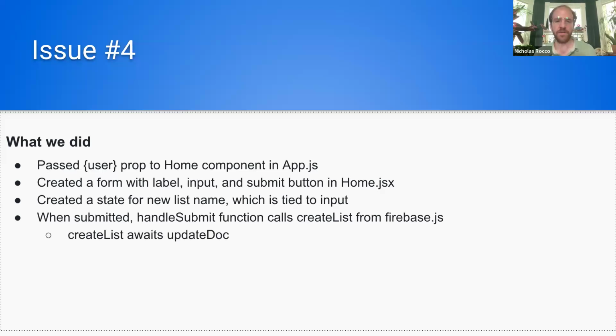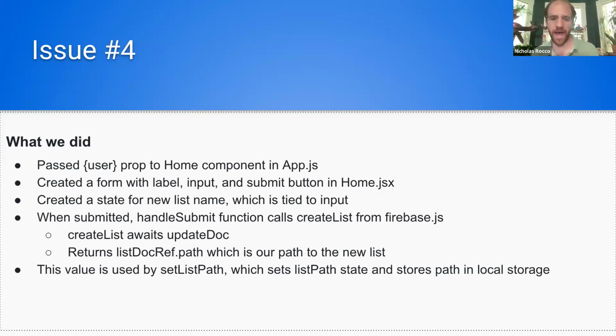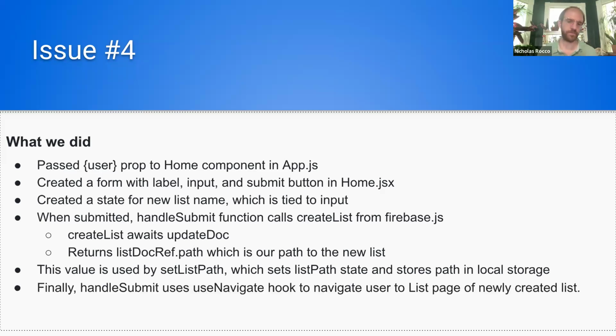So when submitted, handleSubmit is going to call createList from firebase.js, and createList now awaits updateDoc and then returns the listDocRef path property, which is our path to the new list. This value is going to be used by setListPath, which sets the list path state and also stores it in the local storage. Finally, handleSubmit is going to use the useNavigate hook to navigate the user to the list page of the newly created list.